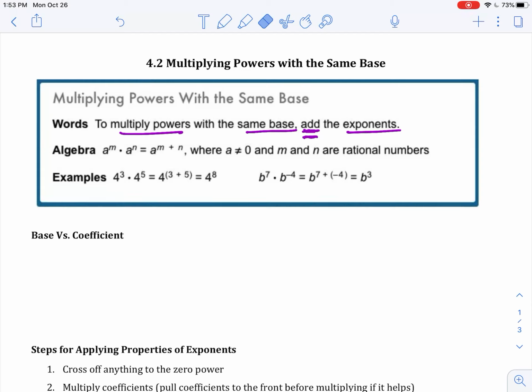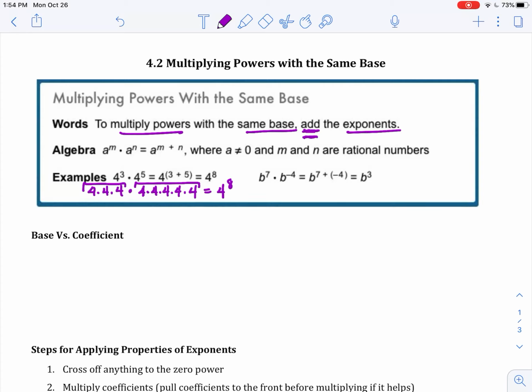Let's expand this first one out. If you had 4 to the third power, that would be like 4 times 4 times 4, right? That's what 4 to the third power looks like. But it said also multiply that times 4 to the fifth power. That would be 4 times 4 times 4 times 4 times 4, right? So 4 to the third power is this first one, and 4 to the fifth power would be this second one. And if you count that up, we have 8 4s in a row. And that's why it makes sense that if you have the same base, you can add up their exponents, because that's what it would look like expanded out.